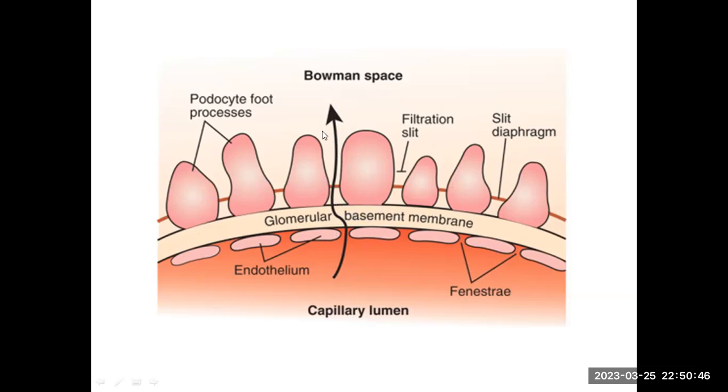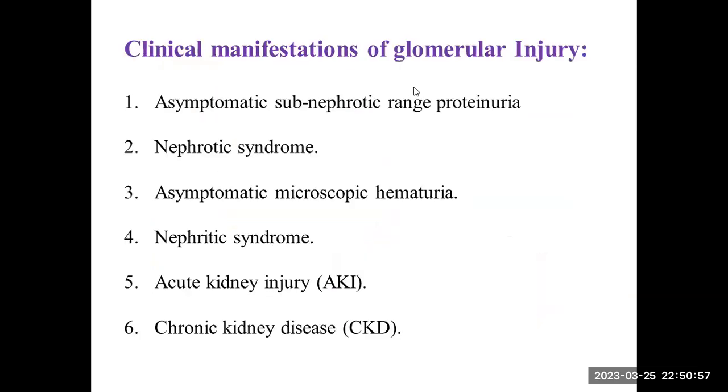But the problem was with the charge. Since the charge here is impaired, you have less negative charge on the membrane. That means albumin can start leaking into the urine, and you will end up with selective proteinuria. The proteinuria will be made of albumin only. And this selective proteinuria in the early part of the disease will be subnephrotic range, less than 3 grams per day. So the patient will be asymptomatic. This is the mild form of glomerular injury.